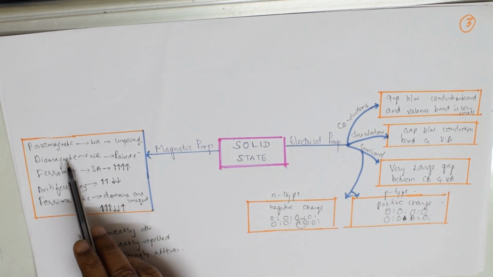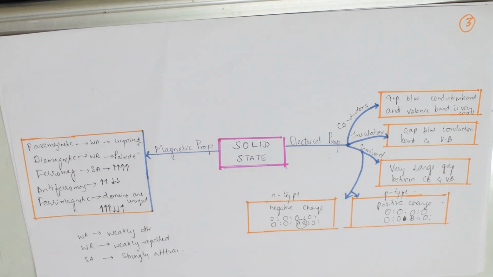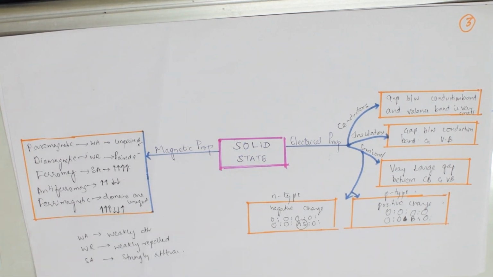So when I have to take an example of paramagnetic, oxygen is one example, copper is one example. Diamagnetic, if I have to take, all are paired electrons, where I can take an example of water. When I have to speak about ferromagnetic, where all the domains are in one direction, the same direction, iron is an example, strongly attracted.